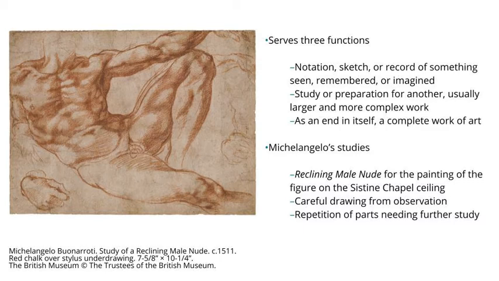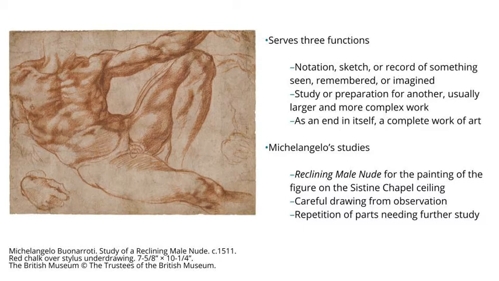Now here's an example of one of Michelangelo's studies. This is Reclining Male Nude. This was a study for the painting of one of the figures on the Sistine Chapel ceiling. You might recognize it's Adam in the creation of God and Adam. But there's a lot of careful drawing from observation here, having a model in front of him. And also, there's repetition of parts that Michelangelo thought needed further study.